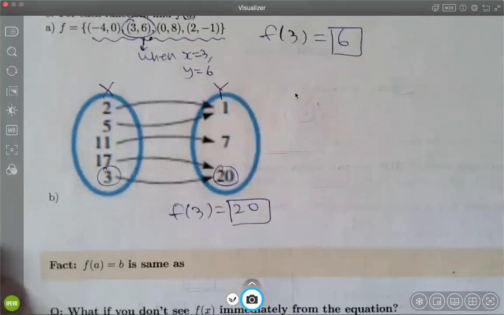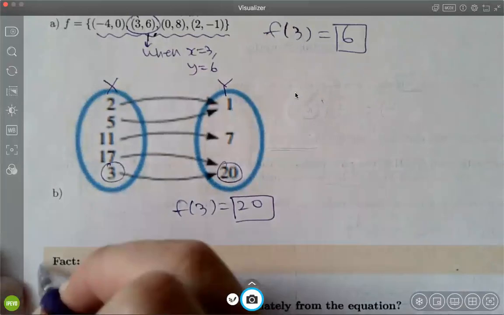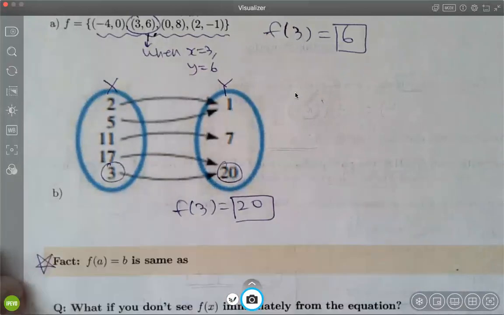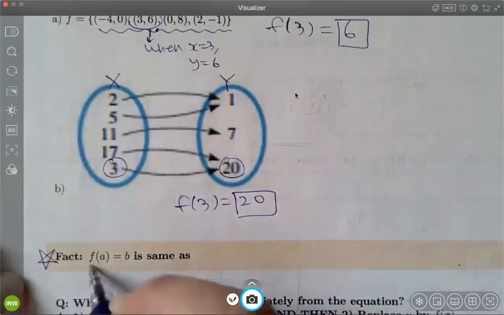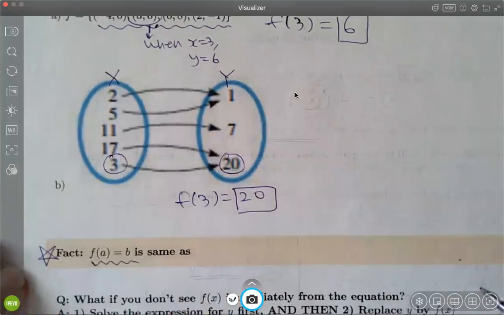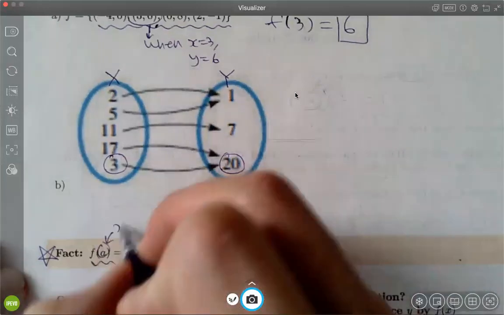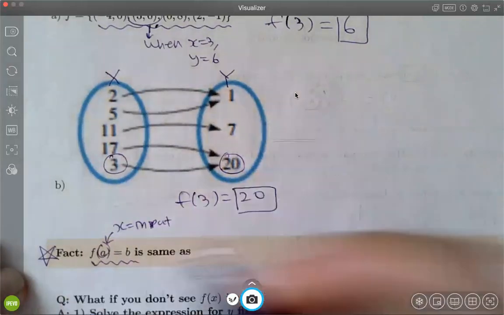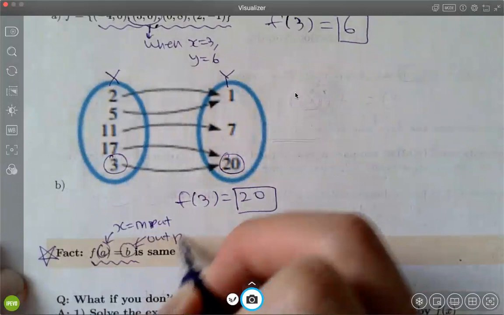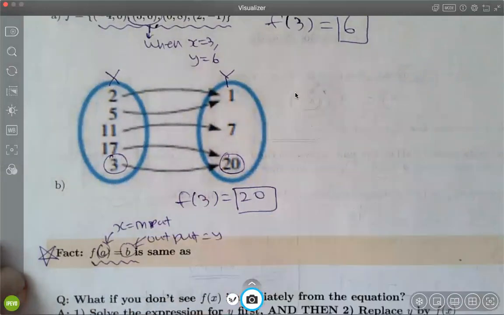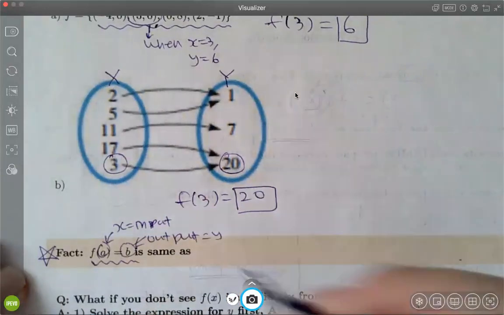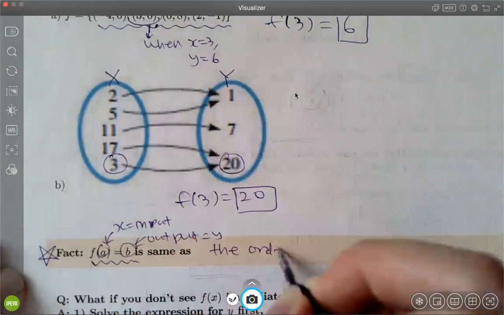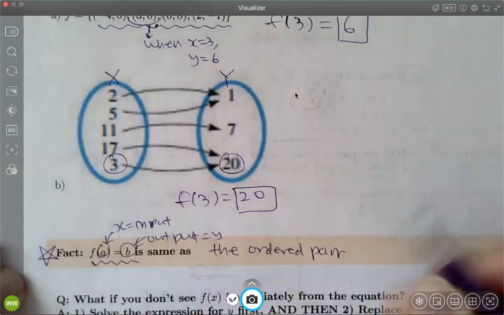So what can you say from these two problems? The expression f of a equals b. So again, what does that mean? That is the input, which is the x value, and that is the output, which is the y. So this is same as what? The ordered pair a comma b.